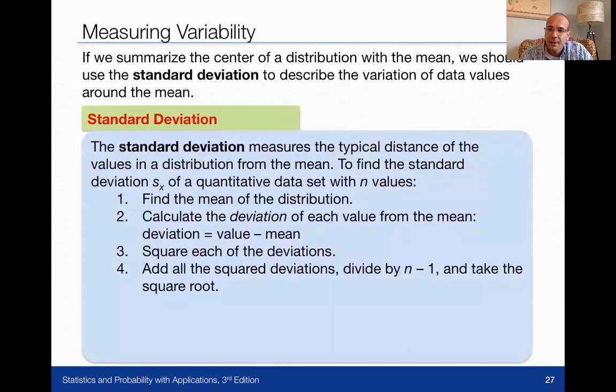There would be a bigger standard deviation because, again, the standard deviation measures the typical distance of the values in a distribution from the mean. To find the standard deviation, we follow a lot of steps. First of all, you need the mean.